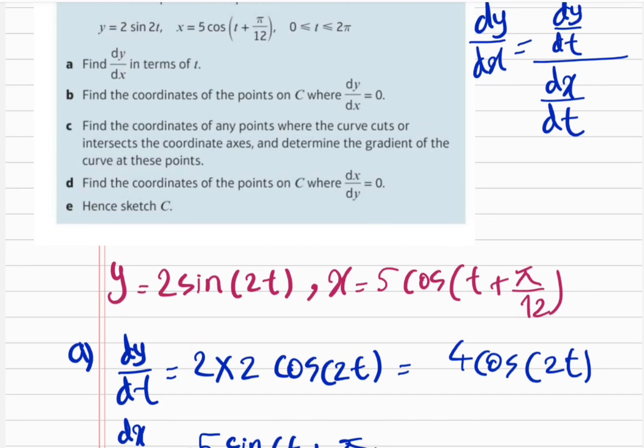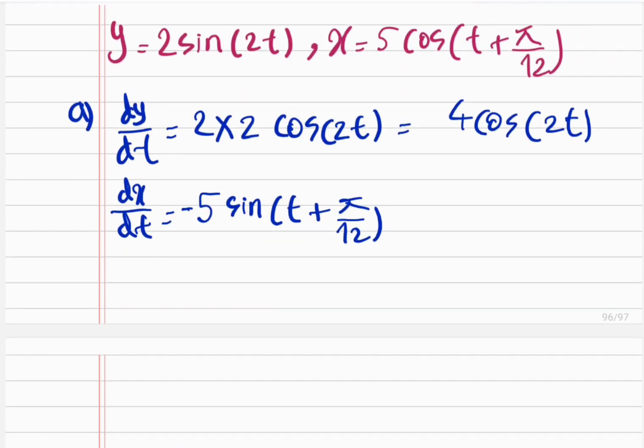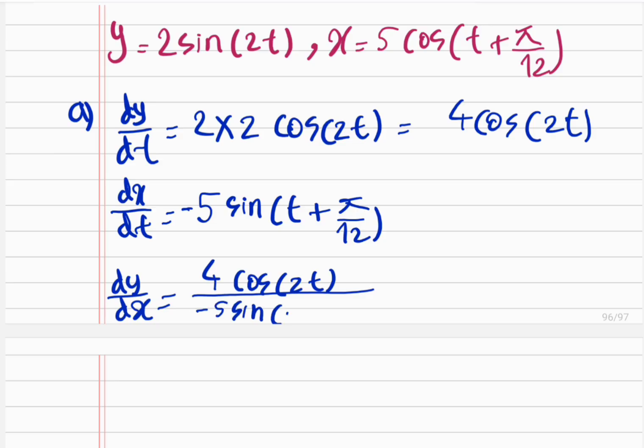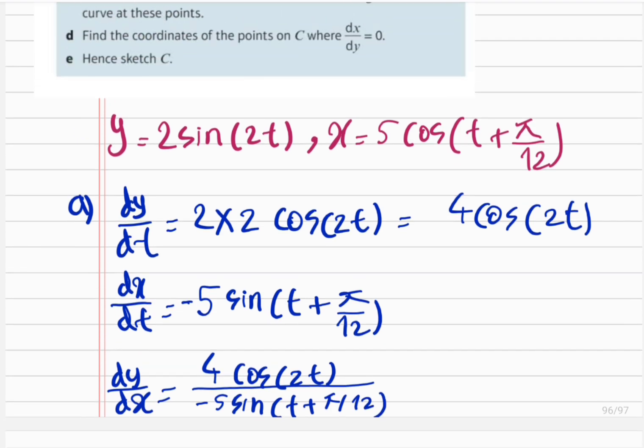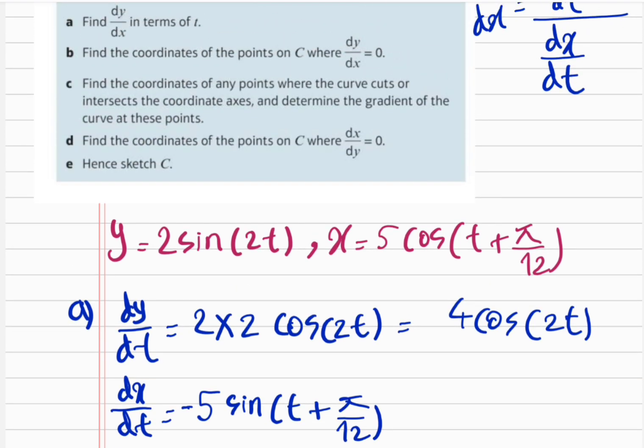Right, now we can find dy by dx, which is just dy by dt divided by dx by dt, and that's going to be 4 cos 2t over minus 5 sine of t plus pi over 12. Okay, so that's the derivative and the answer to part A.